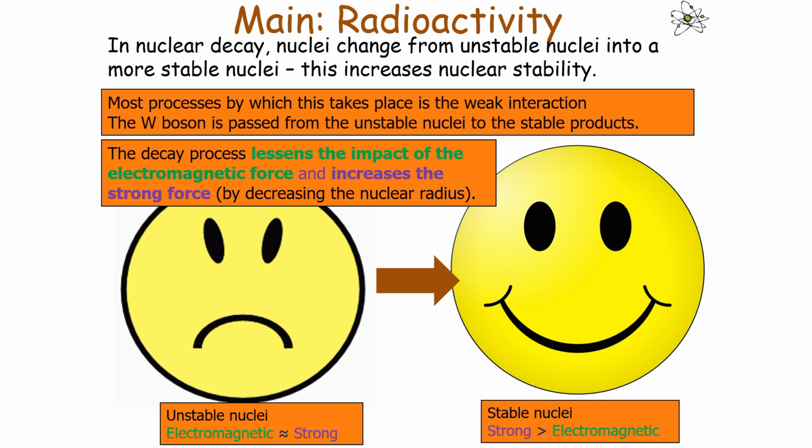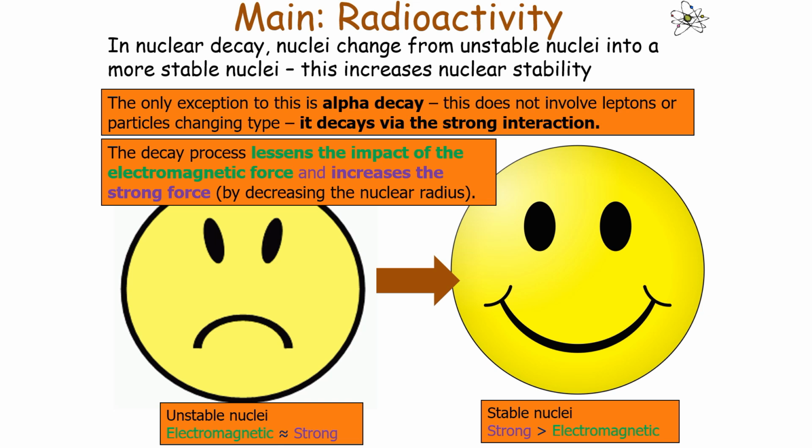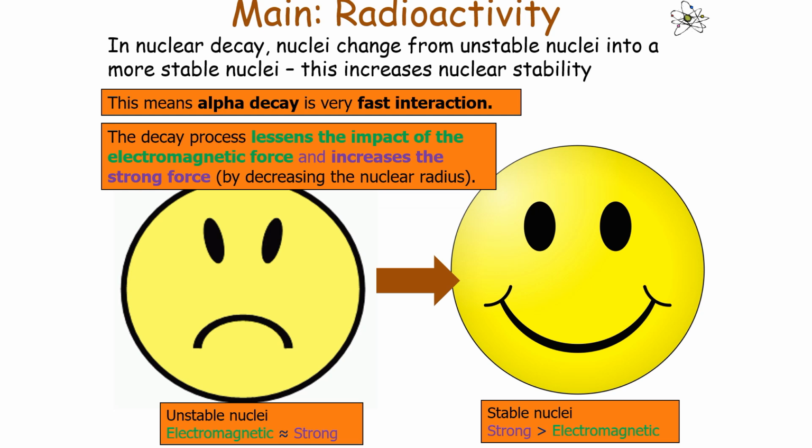Now, most processes by which this takes place is the weak interaction. So a W boson is passed from the unstable nuclei to the stable products. So the decay process lessens the impact of the electromagnetic force and increases the strong interaction by decreasing the nuclear radius. Now, the only exception to this is alpha decay, because it doesn't involve leptons or quarks changing type, so it decays by the strong interaction. So alpha decay is a very, very fast interaction.